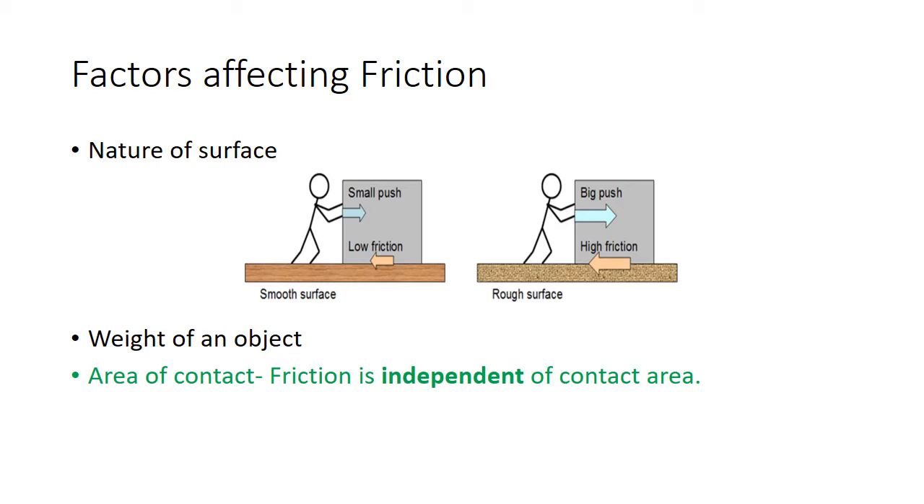Area of contact. Unlike the nature of a surface and the weight of an object, friction is independent of the area of contact between two surfaces. We know that the level of interlocking decides the amount of friction between two surfaces, but the level of interlocking is entirely dependent on the mass of the body. So, the more the mass, the more the intensity of locking, thus the more the friction. That is why friction is independent of area of contact.